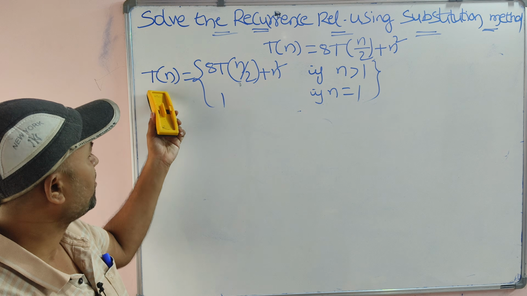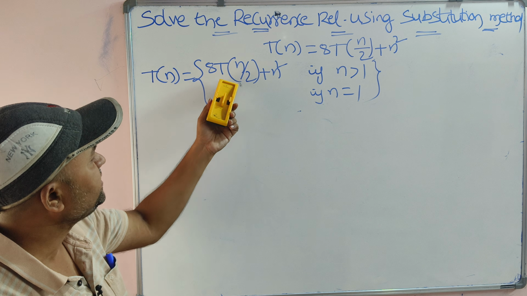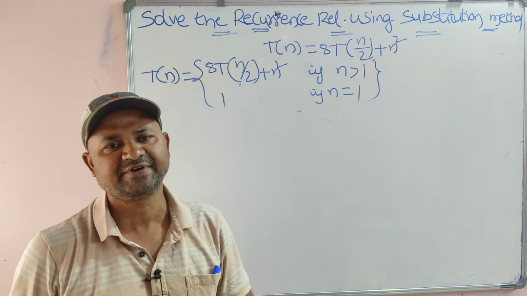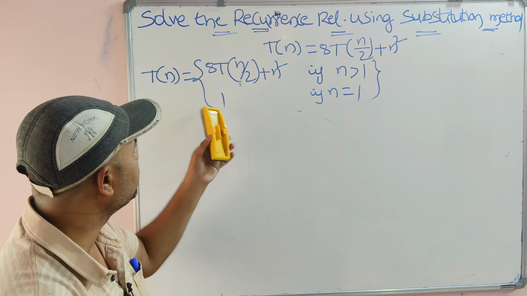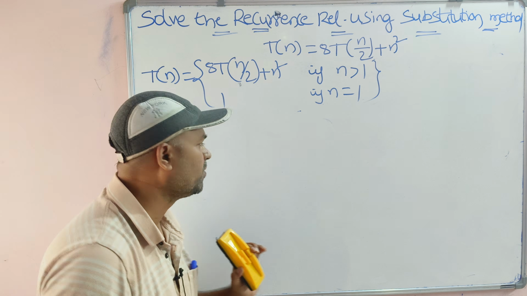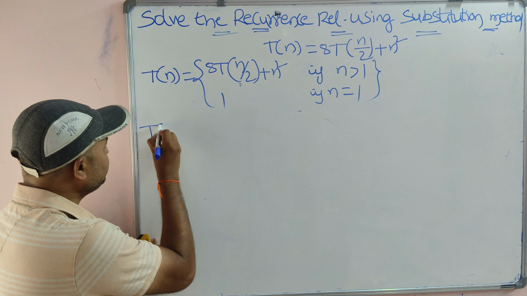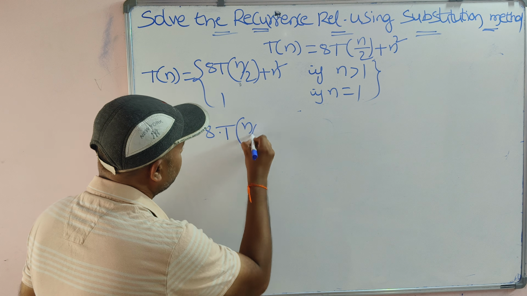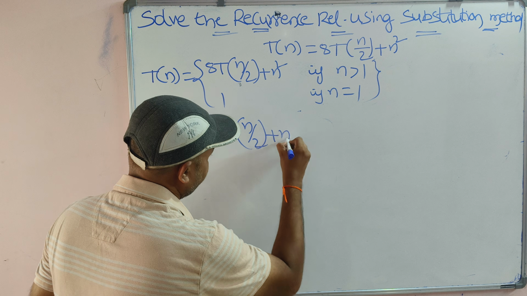Now let us see the problem. T of n equal to 8 into T of n by 2 plus n square if n is greater than 1. Whereas if n equal to 1, then the answer is 1. So this is the problem which is given. So now let us write the recurrence relation. T of n equal to 8 into T of n by 2 plus n square.